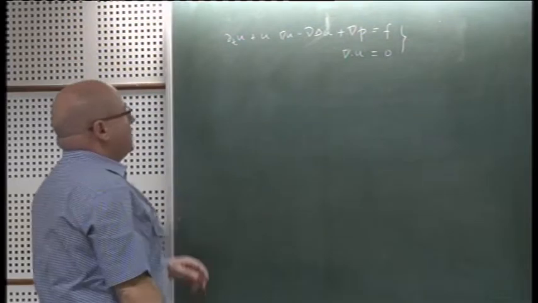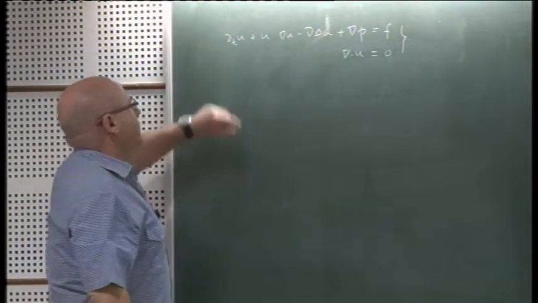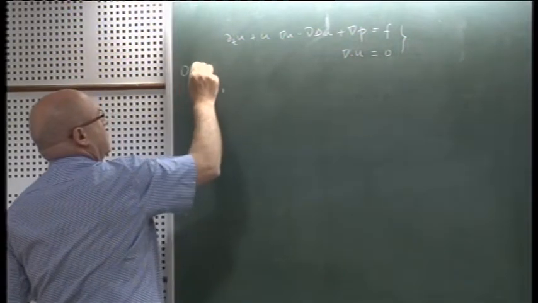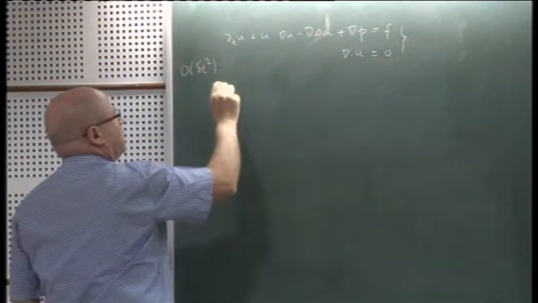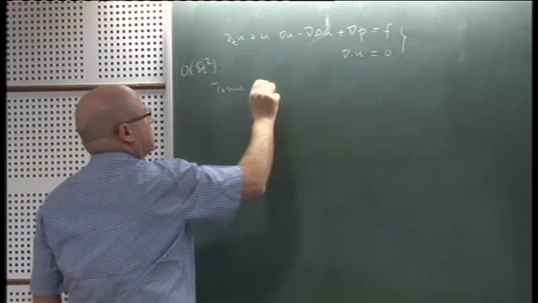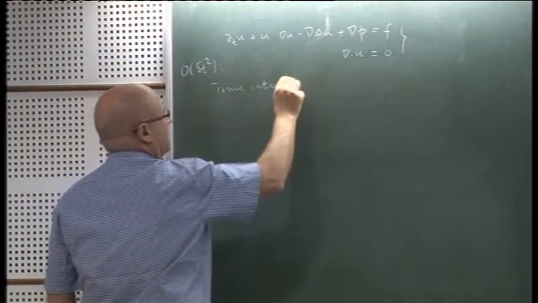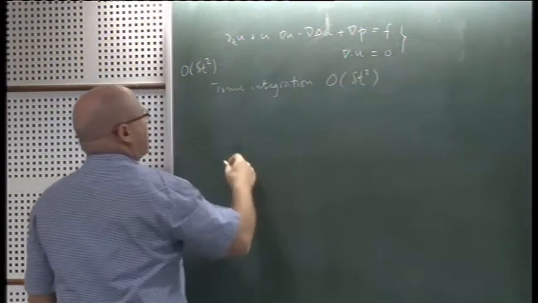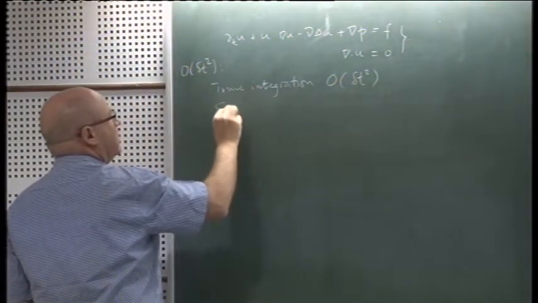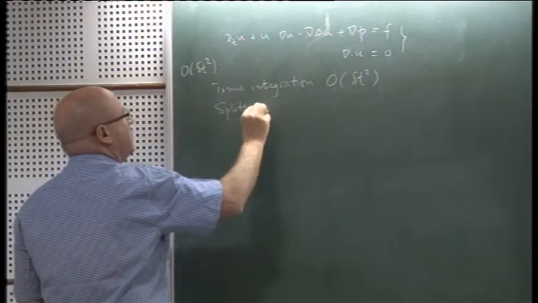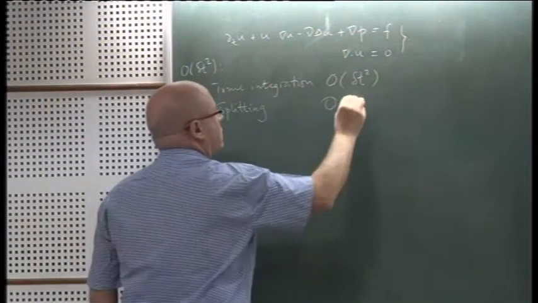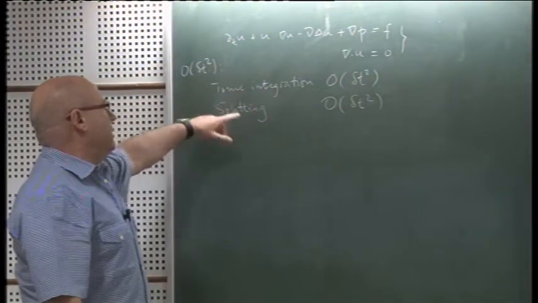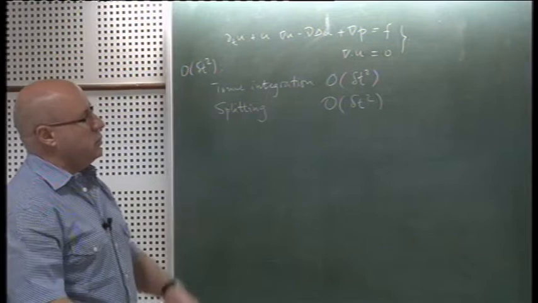The first thing is that we have to make sure that the time integration is second order to design a second order method. That's the first point. And the second point is that the splitting, the error that we make when we split the equations, has to also be second order. Okay? The error that we make when we integrate in time and the error that we make when we split the equations have to be second order.